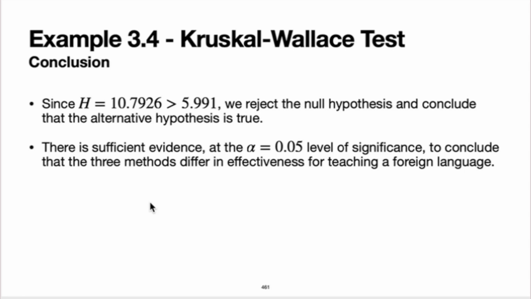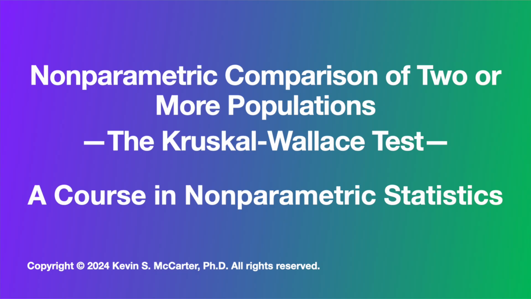And so this is how we do it. This is how we do the Kruskal-Wallis test, at least by hand, and we're using a spreadsheet. And again, it seems very similar to the process that we went through for the Mann-Whitney test. But that's because they're related, so they should look similar. All right, so that is how we do the Kruskal-Wallis test.